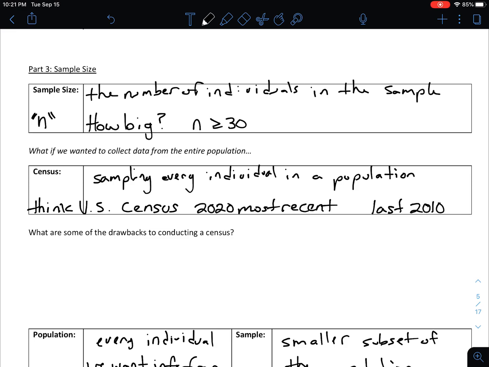Well, first off, it's very time consuming. And that's part of the reason that it takes so long in between the U.S. Census is just the amount of time it takes to collect the data. The other thing is that participation is hard to come by.